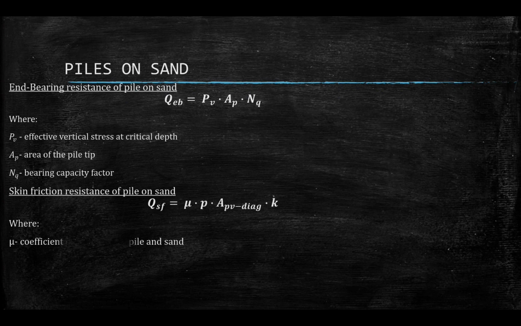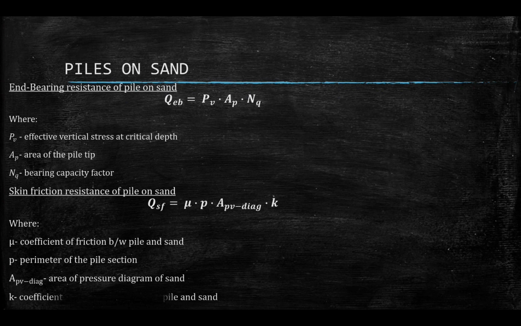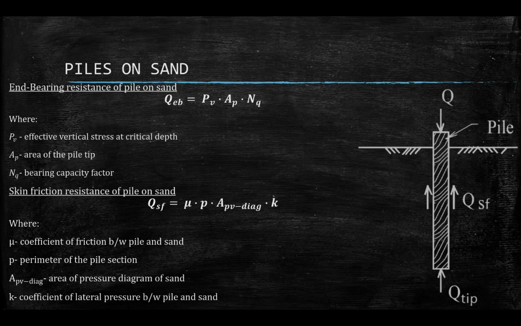Again, ilagay ko ng lahat ng formula dito. Explain ko na lang. So, skin friction resistance of pile on sand is denoted by this equation. QSF is equal to mu times P times A PV diagram times K. So, meron naman na siguro dyan. Kindly read on that one na lang. Ayan. Ito yung figure na yan. So, itong Q-tip, same lang din yan sa end bearing pile. Yan nga. So, kapag kumuha tayo dyan ng area, ito yan.